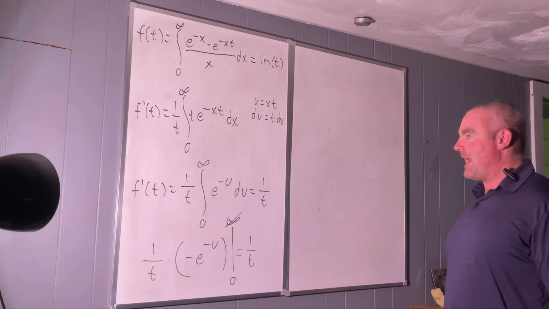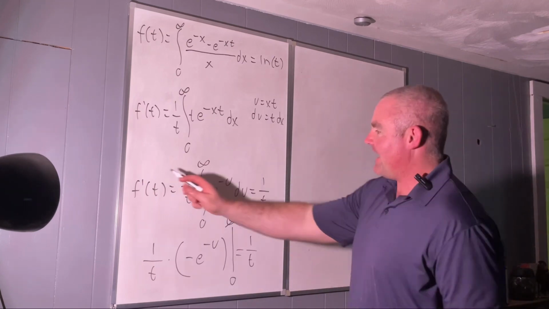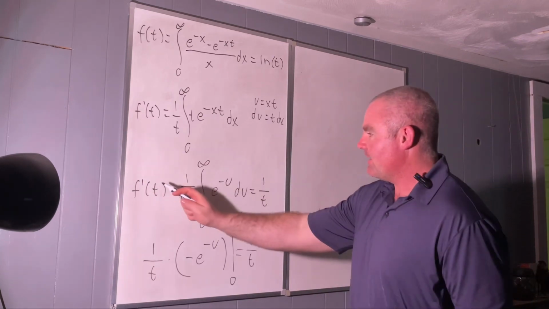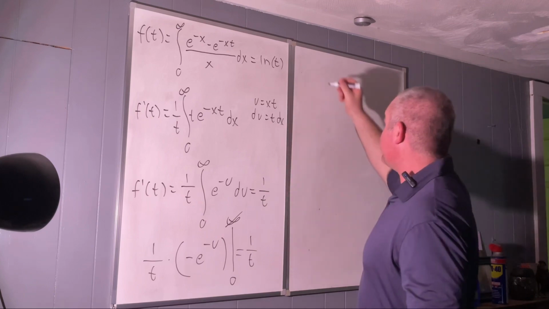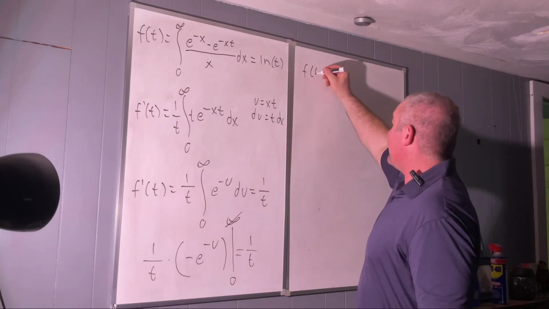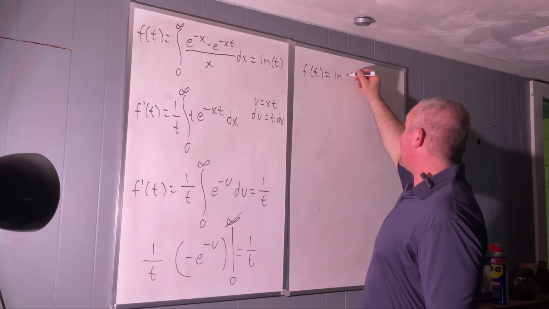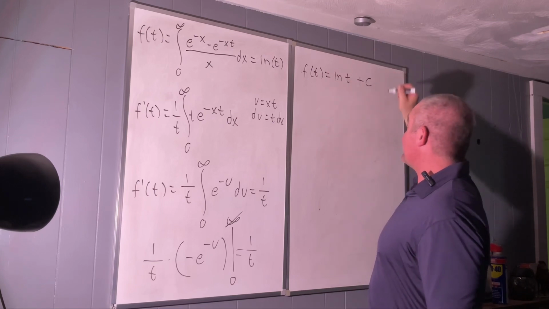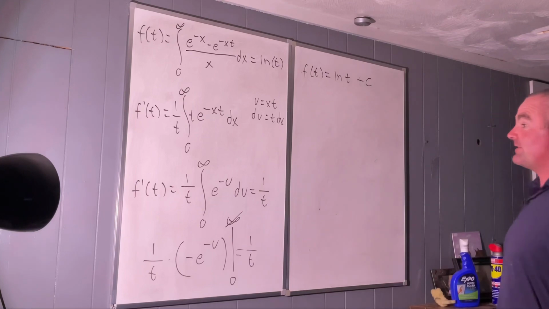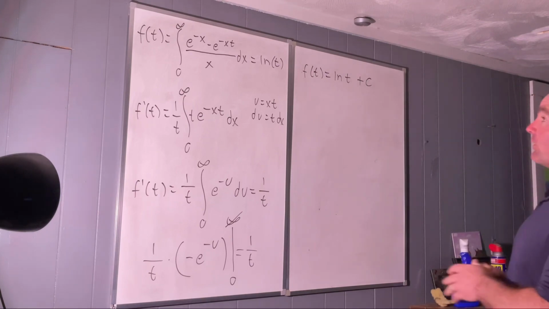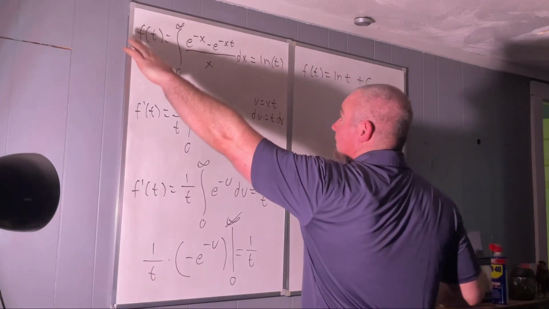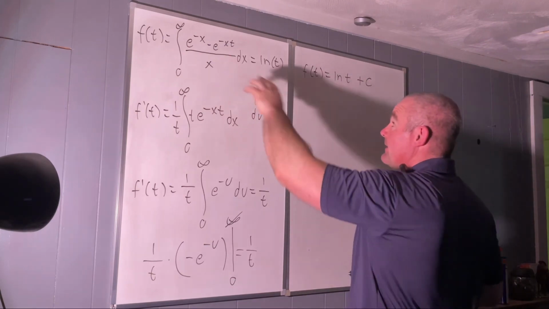So we're going to go backwards by integrating. We're going to take the antiderivative with respect to t of f prime of t and 1 over t, giving us f of t is equal to natural log of t plus c. All right, now how do we get rid of that plus c? Well, we're going to have to refer back to our original expression for f of t.